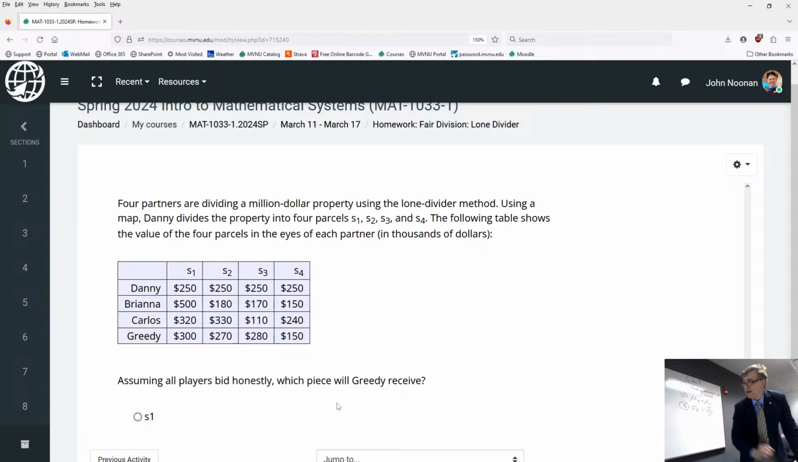Oh, I see. Okay, so here's what greedy does. What they're saying here is do this the same way that you would do the other ones. So for example, Danny here is the divider. Brianna only thinks S1 is good. Carlos thinks S1 and S2 are good. Greedy thinks S1 and S3 are good, but he thinks S1 is bigger than S3, and also thinks that S2 is good. And so Greedy decides to only bid for this, even though, so he's dishonest and says, hey, I just think that S1 is the best.